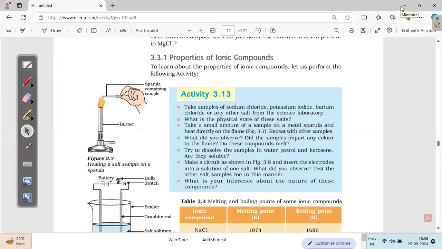Now, properties of ionic compounds. See, questions are asked from this topic, the properties of ionic compounds. So whatever ionic compounds we see, they have high melting and boiling points. Can anyone state why the ionic compounds have high melting and boiling points? Yeah, Sumo, why do ionic compounds have high melting and boiling points?